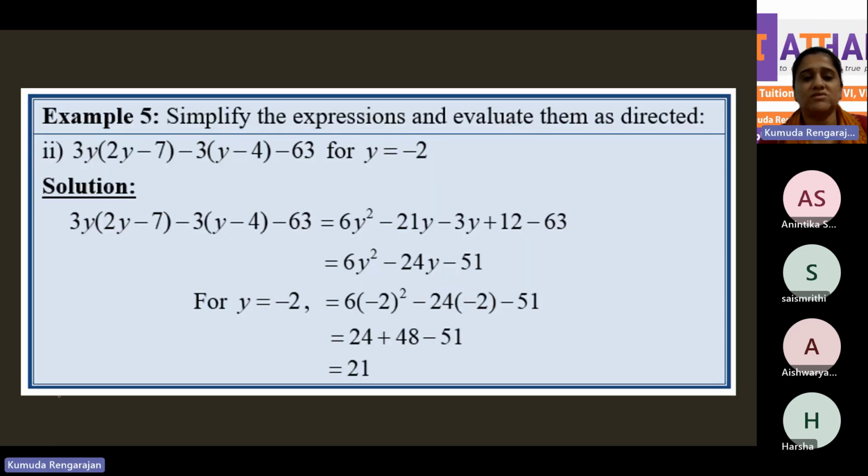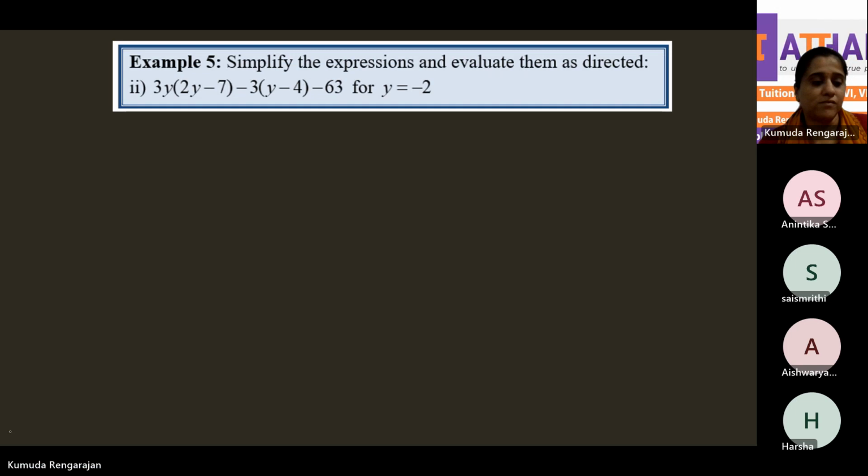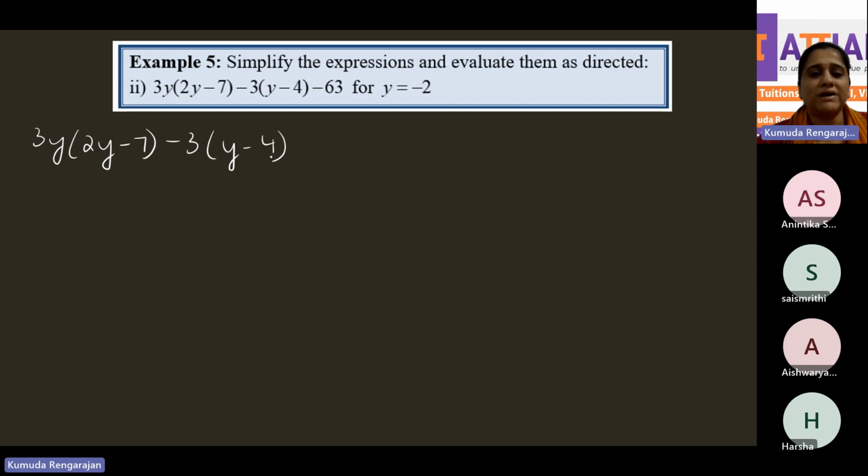So I'll be talking only about the simplifying part, children. This substituting and finding the answer, this one you can do. Now, look at this one. This expression has to be simplified. I'll do it here. Okay, so we have 3y into 2y minus 7 minus 3 into y minus 4 minus 63. All right. So now 3y into 2y, 3 into 2 is 6, y into y is y square.